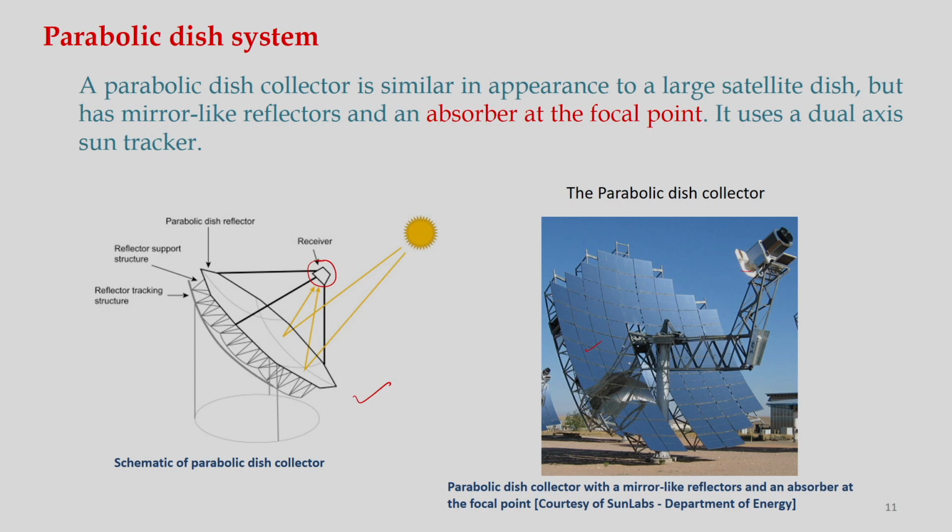So this is the receiver and this is the parabolic dish reflector. Solar radiation falls here, it is reflected to this point. Okay. So as you can see here, the reflector support structure is here and this tracking mechanism is here. So it has to track in two axis mode. Okay. And this figure shows the installation of a parabolic dish system.